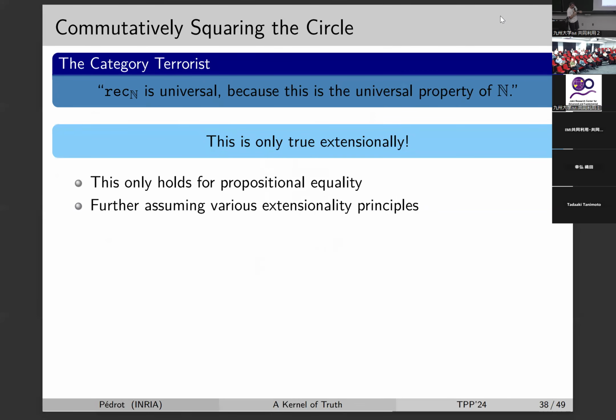Because it's only true if you have extensional reasoning. You can't prove, yes, I mean, it depends how you phrase the things, but you have to be very careful about what you mean by your universal property, but in practice, it's very annoying. It doesn't work as expected.